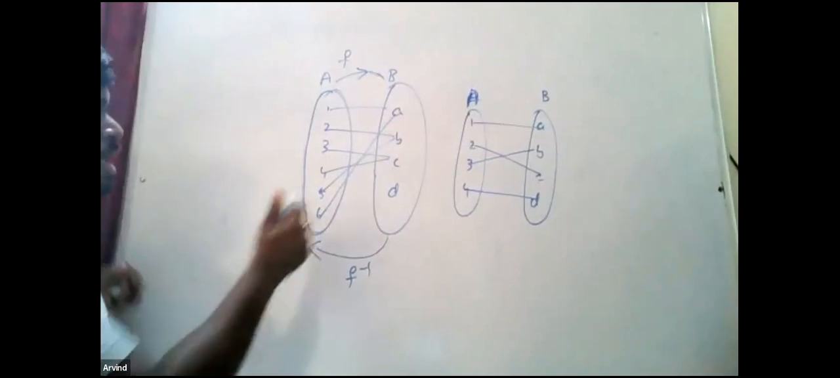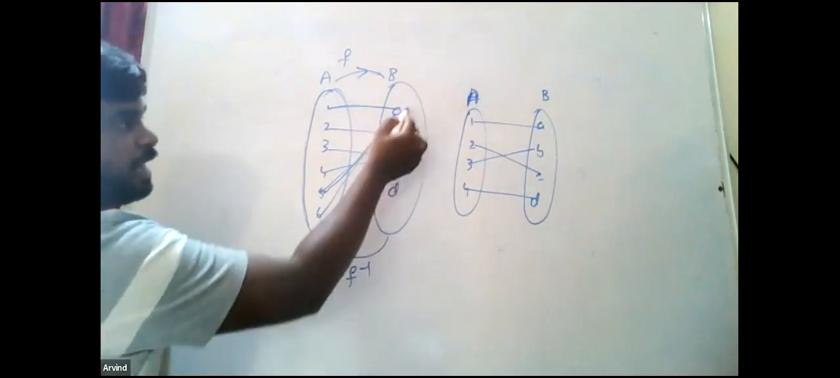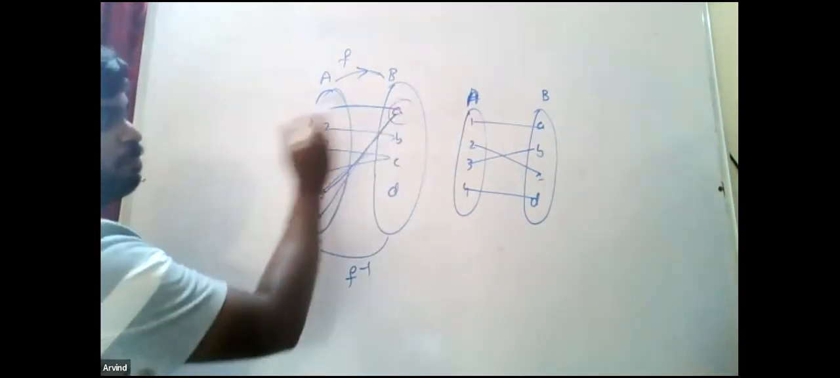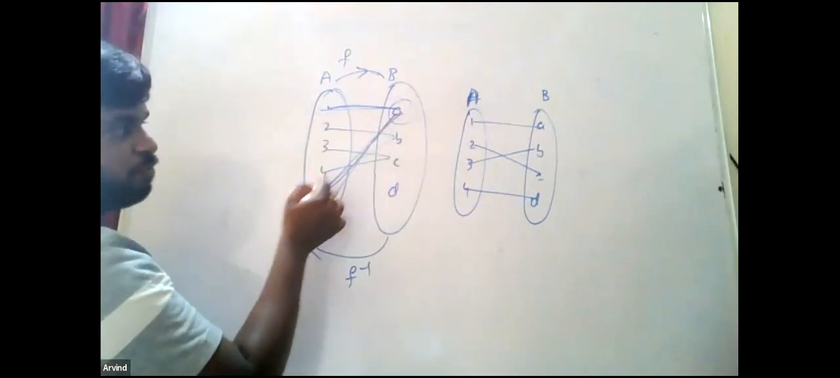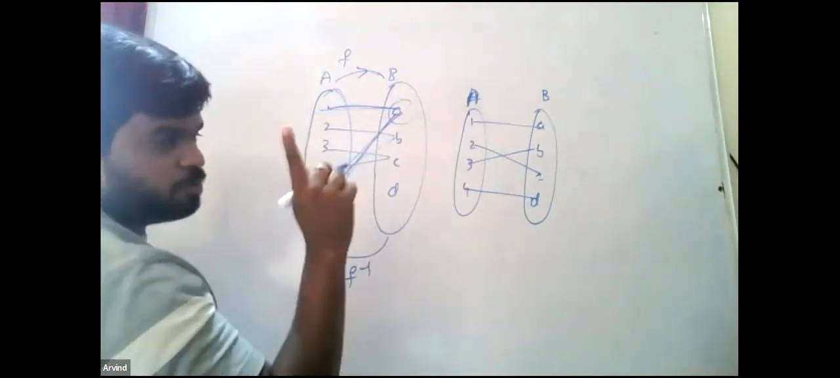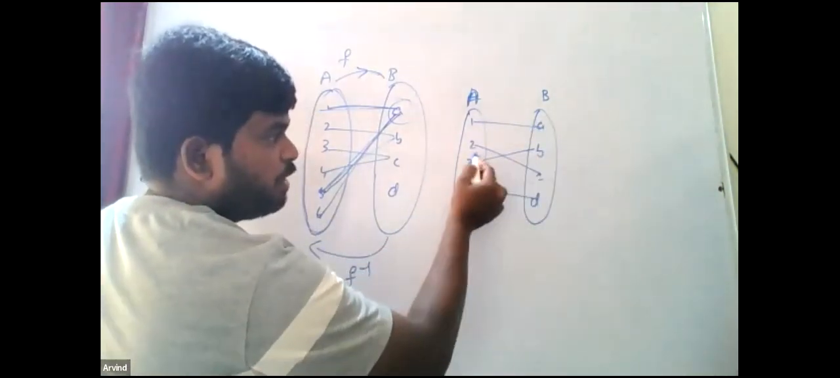But in the earlier figure, observe, how many pre-images does a have? 1 and 5. There are two pre-images. Therefore it cannot be a function. To define B to A from this side to this side, a is related to 1 and a is related to 5. In a function that can't happen, it should be uniquely related. So it should be 1-1. It should have only one pre-image.